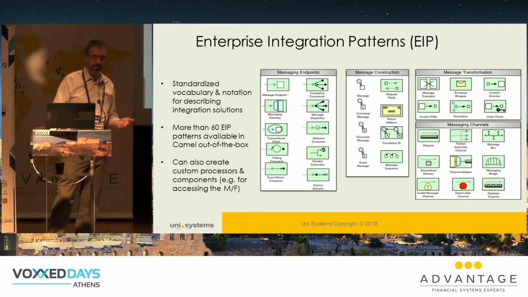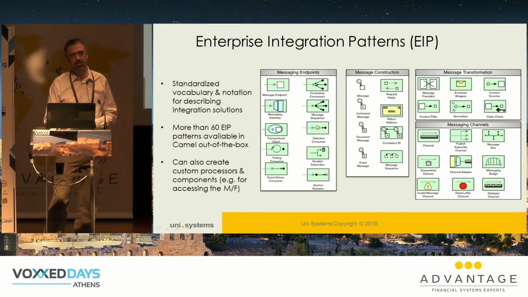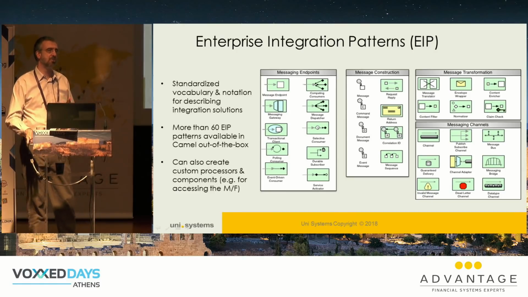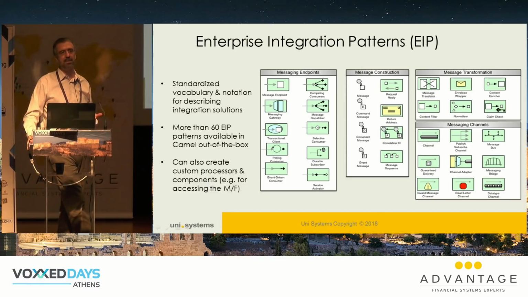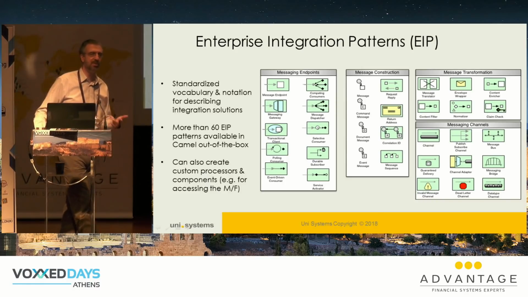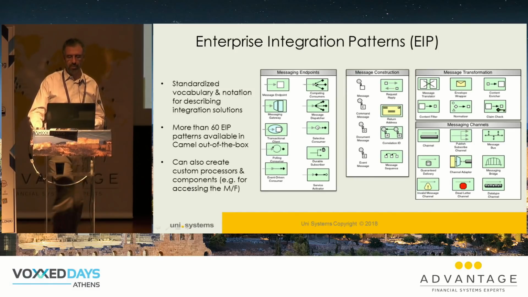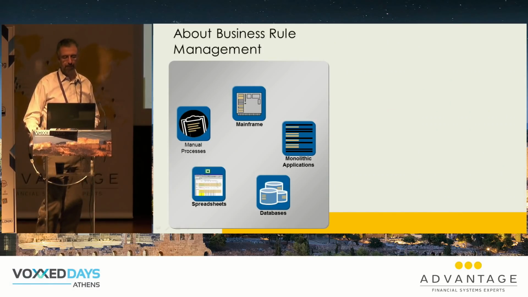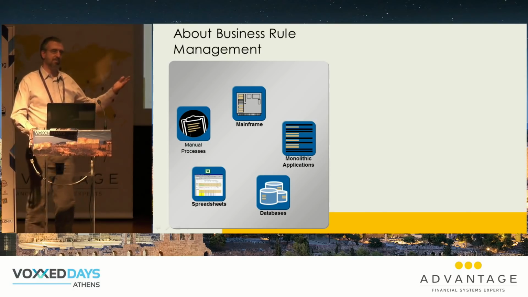But of course, one can go and create custom processors, and that's something that we had to do in order to talk to the mainframe. There's a component to talk to JMS, to FTP. There was no component to talk to the mainframe, but we built one. So that was about integration.